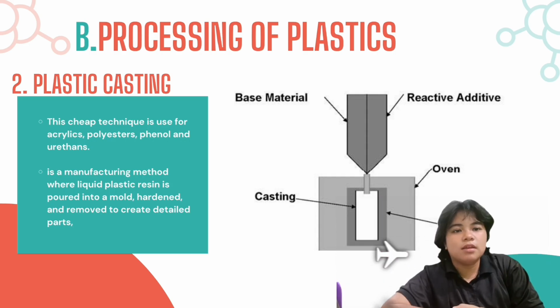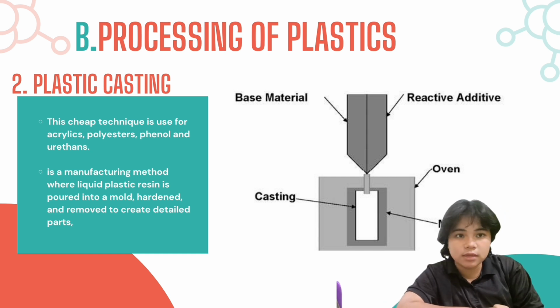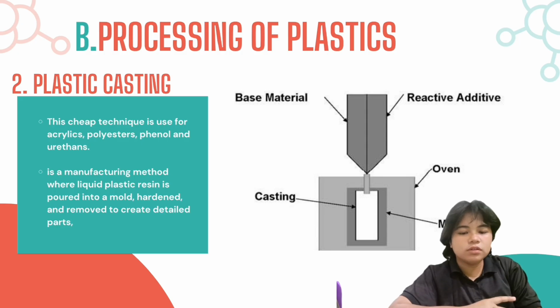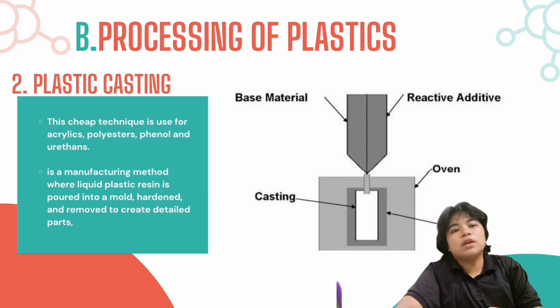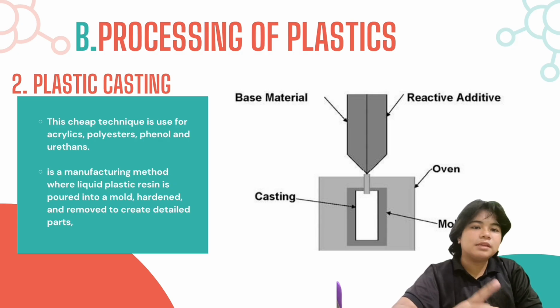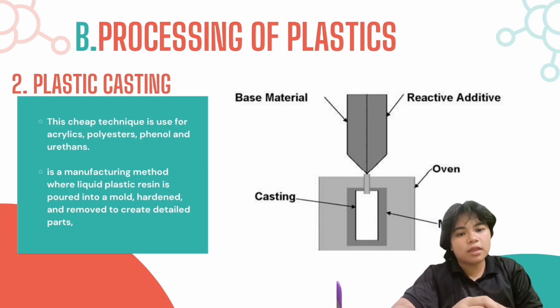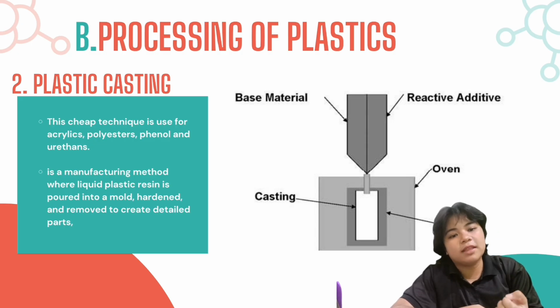So the second technique in processing plastic is we call plastic casting. So it is considered as the cheapest technique and it is used for acrylics, polyester, phenols, and urethanes. So it is a manufacturing method where liquid plastic resin is poured into a mold, hardened, and removed to create a detailed part or detailed object.